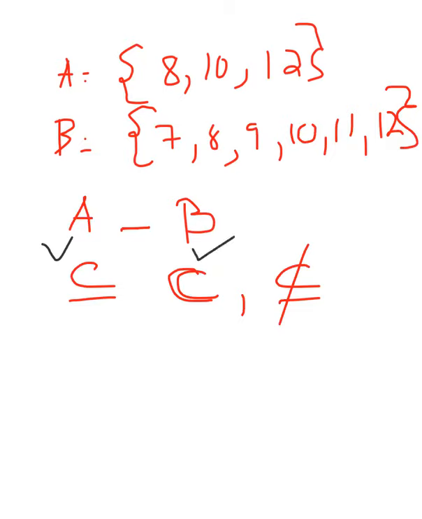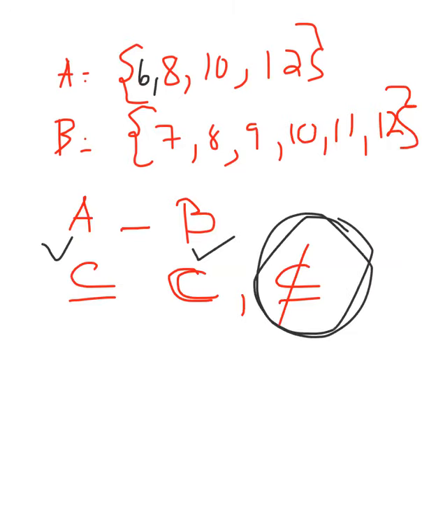Now, on the other hand, if I were to put a 6 in here, then set A would not be a subset of set B because of that 6 in there. So in order for A to be a subset of B, all the elements in A must belong in set B. So if A includes the number 6 and 6 is not in set B, it cannot be a subset of set B.